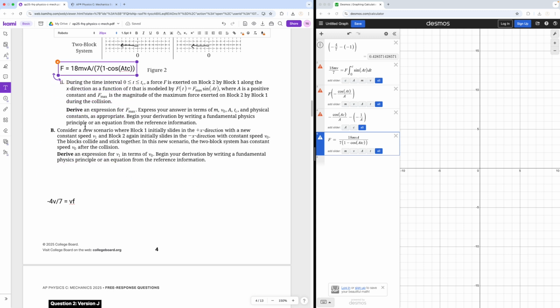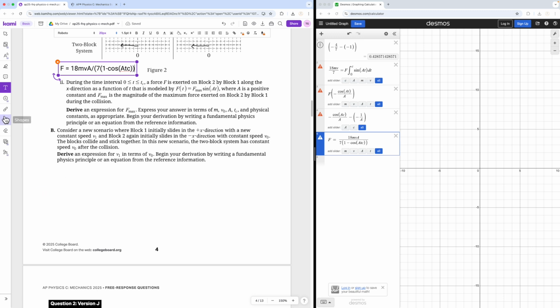I'm going to move this up here. Part B. Consider a new scenario where block 1 initially slides in the plus x direction with a new constant speed v1, and block 2 again initially slides in the negative x direction with constant speed vo. They collide, and the ending velocity is going to be vo. Derive an expression for v1 in terms of vo.